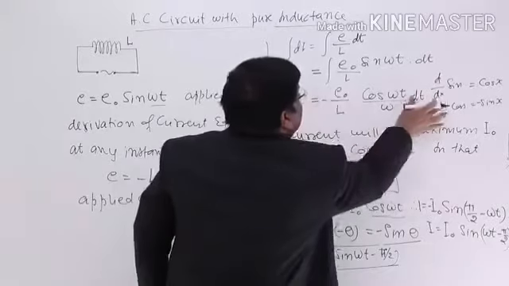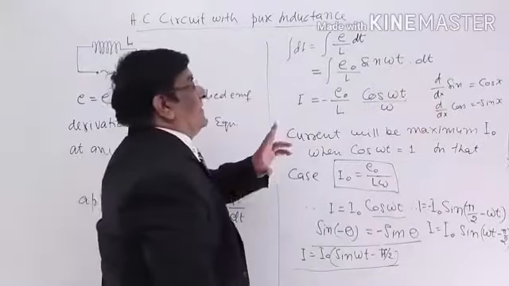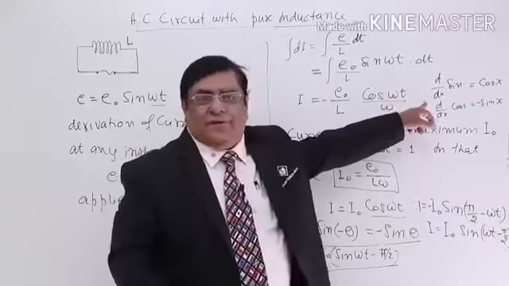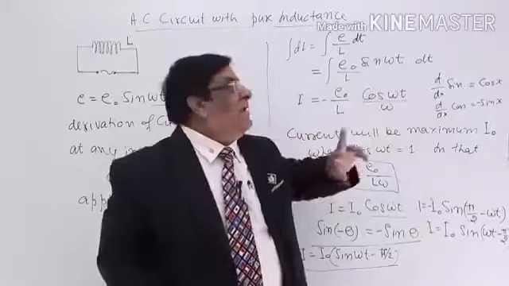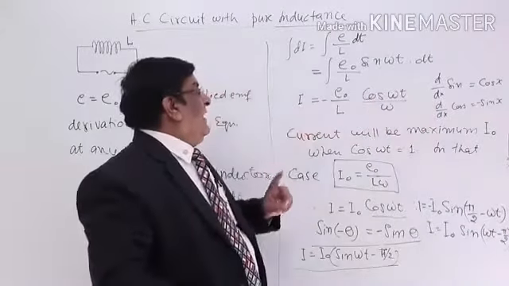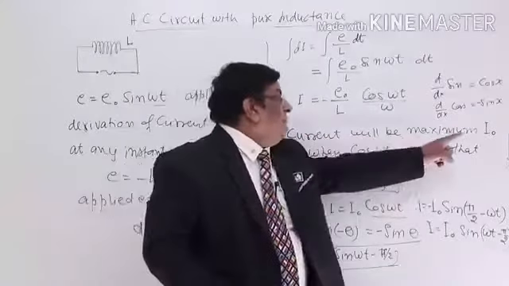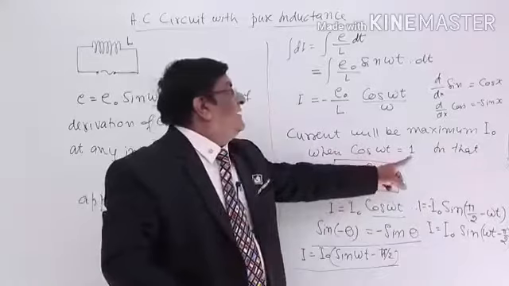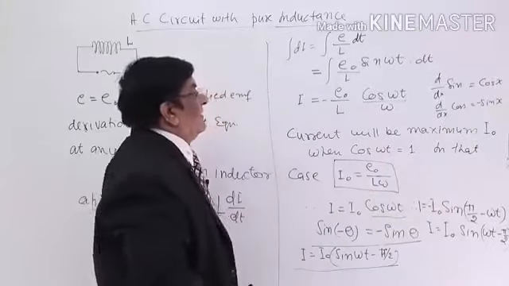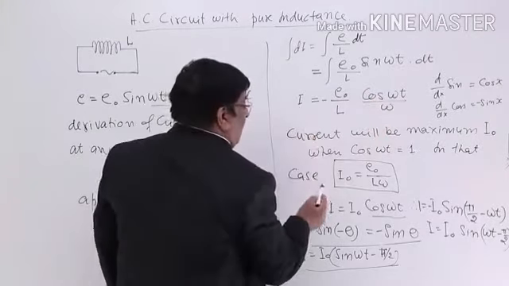Sorry, integration is done, so we need not write dt. So, this is integration. Sometimes there can be a constant of integration. If there is a constant of integration, that will be in terms of current, and we put a condition on the current. That current will be maximum, I naught, when cos omega t is equal to 1. If we put this condition, then this will become 1, and I will become I naught.